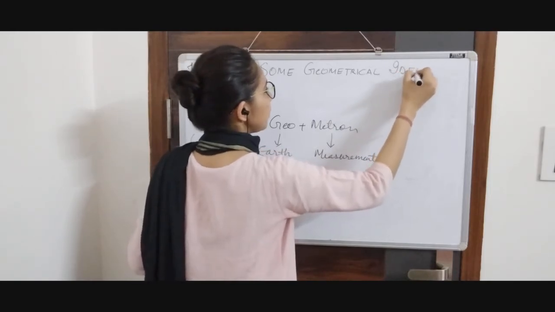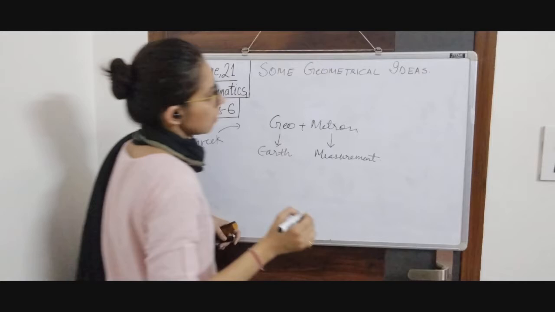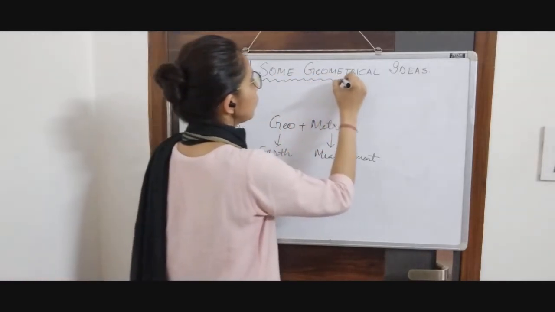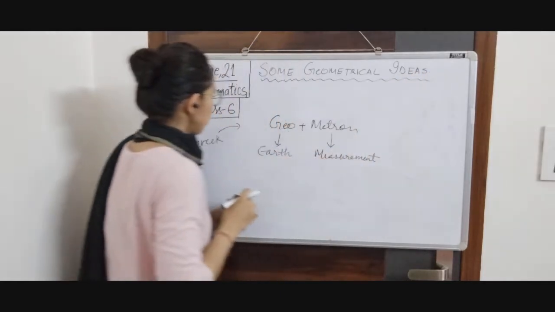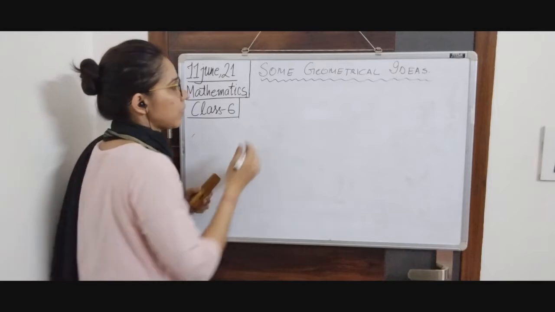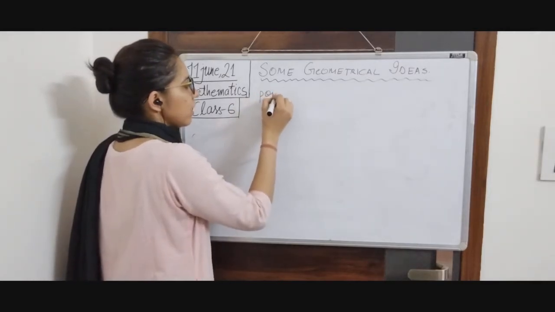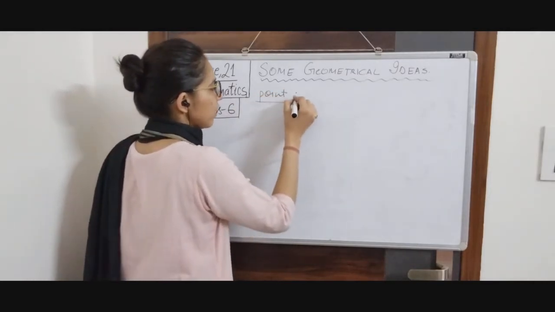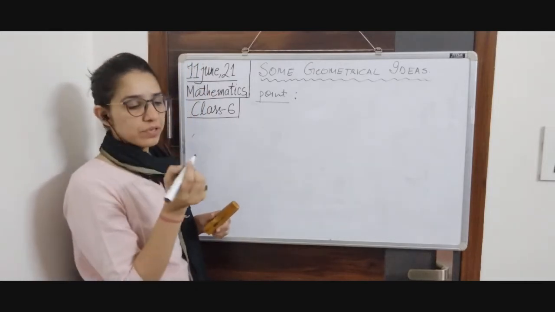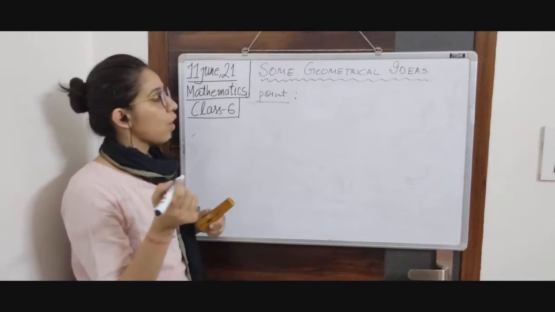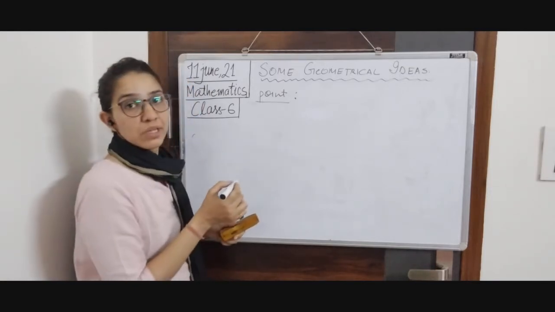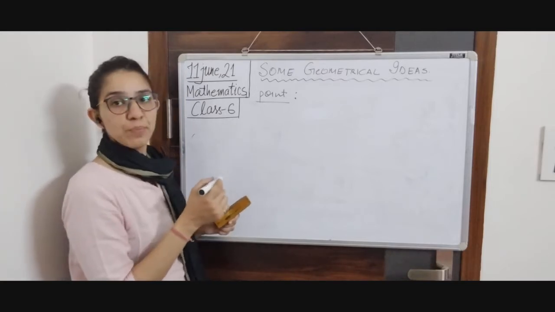In this chapter, we are going to learn many new things. We will start from the most basic geometrical concept, that is point. Okay? What do we mean by point? Point is, we use any sharp tip of pencil or pen and you just put a dot. The dot is known as a point.